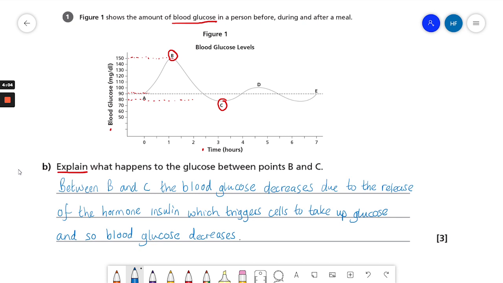So we've got 3 marks. The first mark is going to be saying what happens. So between B and C, the blood glucose decreases. Second mark for saying that the hormone responsible, which is the release of the hormone insulin. Third mark for saying what insulin does, which is to trigger the cells to take up glucose, so the blood glucose decreases. And that's your 3 marks.